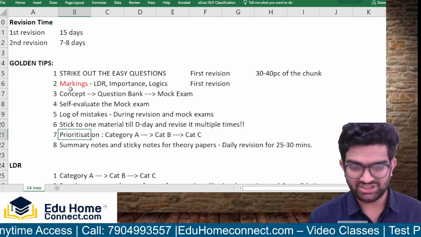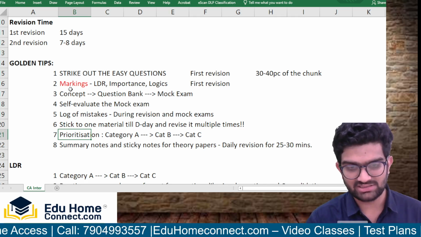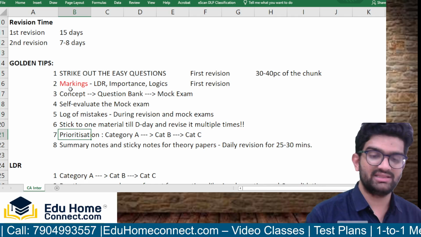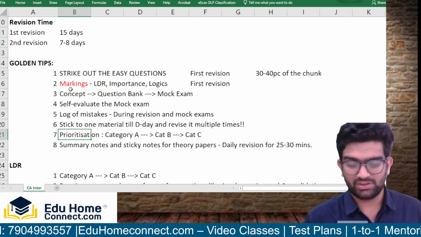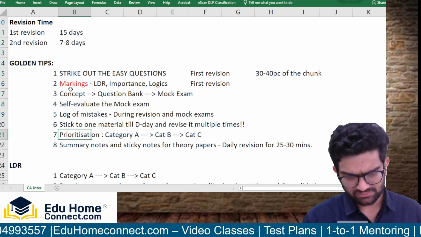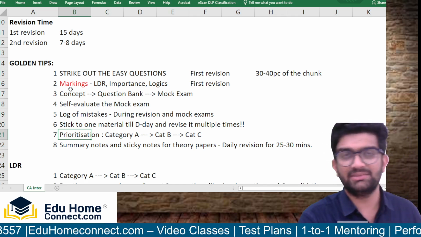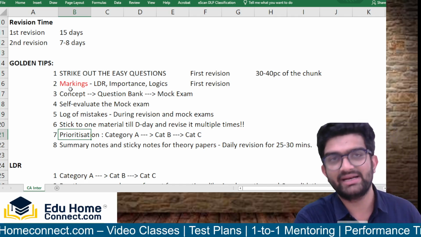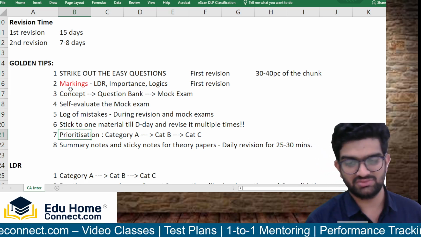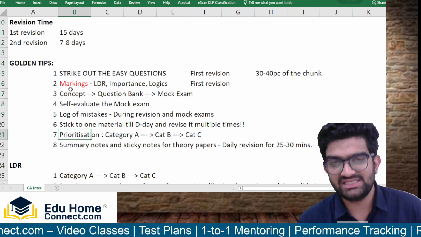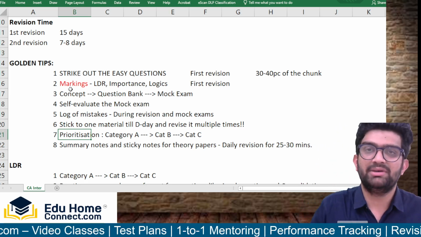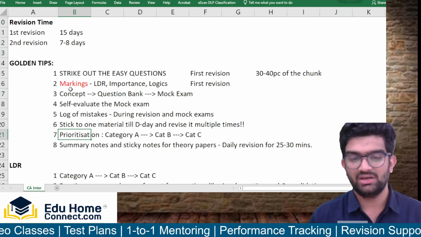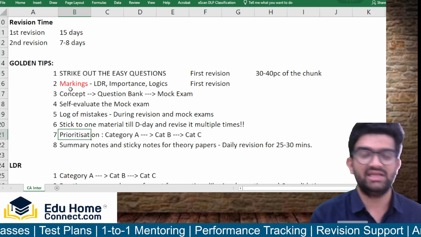Then prioritization. I've already covered this in the markings one, where you have to focus on the important chapters, important questions first, and then on the less important questions. This is not only for CA Inter but also for CA Final. I often say to people that you have to categorize, you have to direct your efforts in the right direction. Suppose you put a lot of effort in a category C chapter, but the probability of it being asked is very low. It's only you wasting your efforts. Rather, you should have put the efforts in a category A or category B chapter.